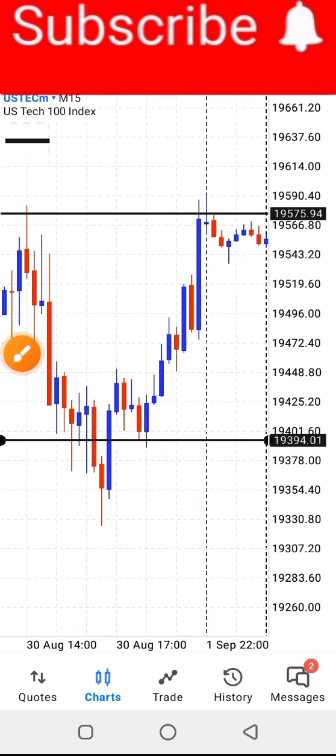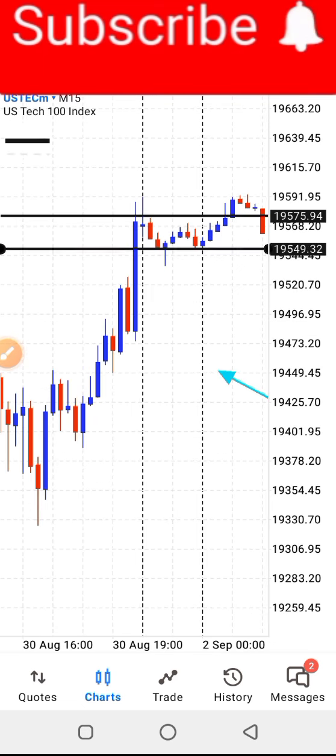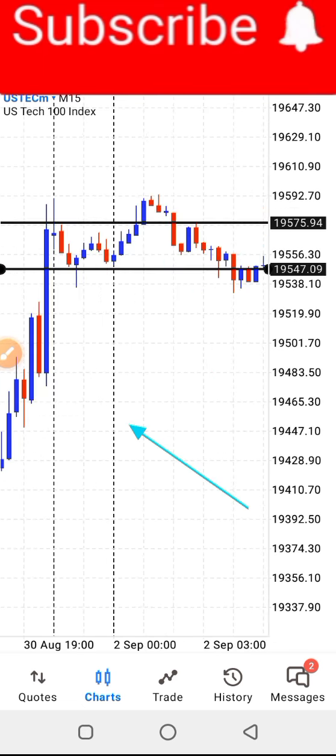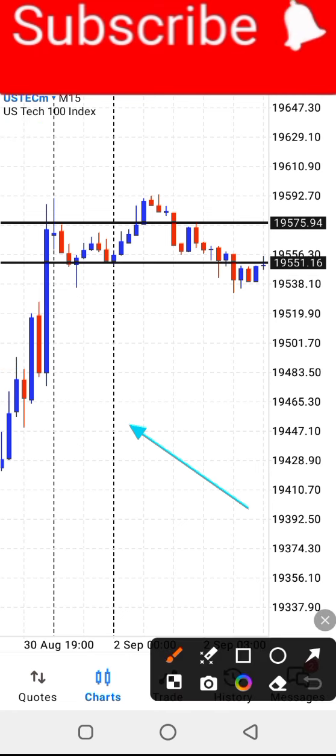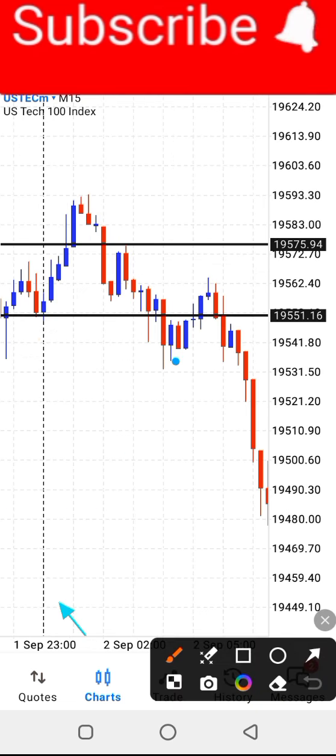Basically rinse and repeat. Low, low, low. Another low right here. This is the last low that was created. All right, so it got broken right here. Price broke this at this level and closed there. So little pullback, you can see the little pullback. You would have entered somewhere around here and price shot in the downwards direction.